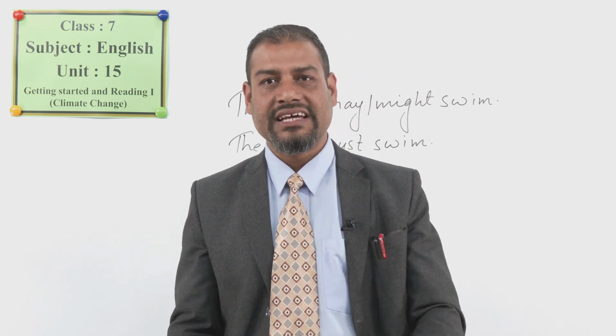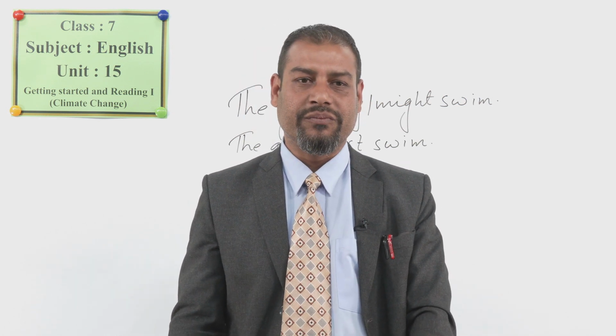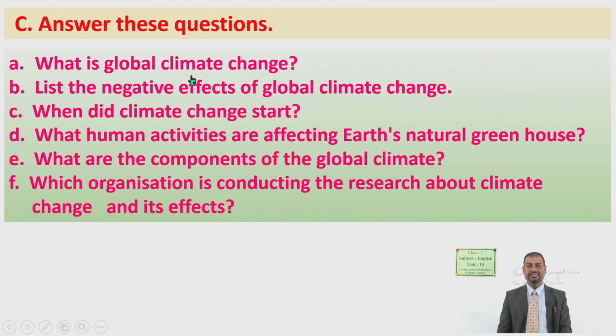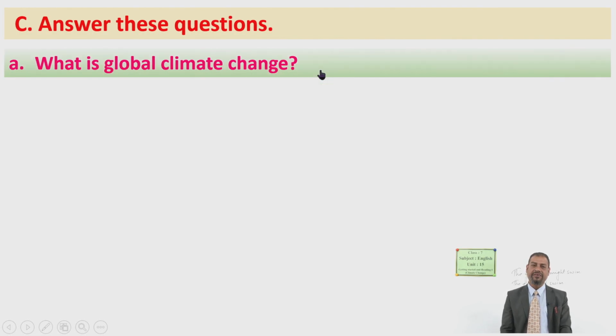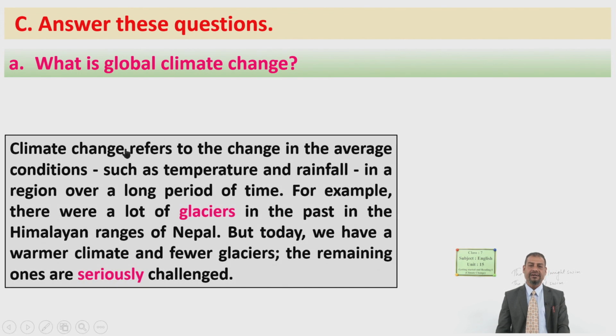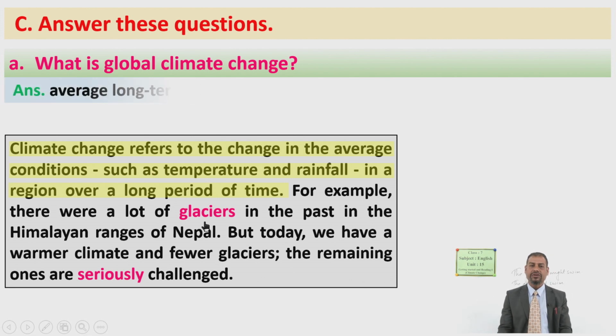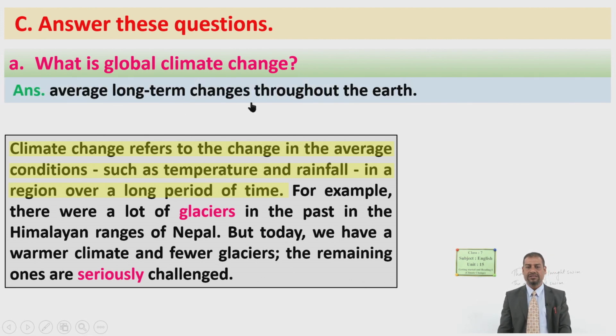Now I have last task for you. So I want to give you example, and rest of you have to do at your home. Answer this question. A. What is global climate change? Now you can find answer here in the first paragraph. So your answer is here, and you have to write down. Climate change refers to the change in the average conditions such as temperature and rainfall, okay, in a region over a long period of time. Examples are given here, and you can find it in the second paragraph also. So you can write down answer like this. Average long-term changes throughout the earth, and this is in the second paragraph, and you can write down from here also.